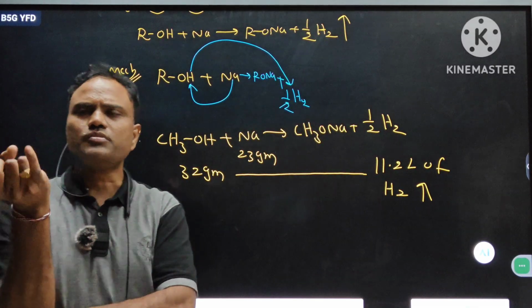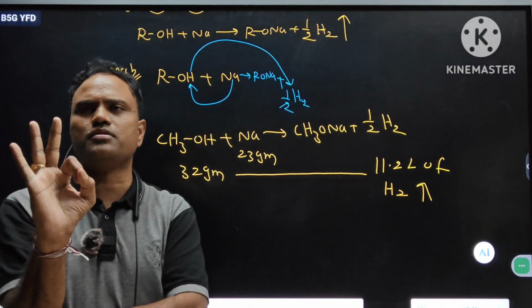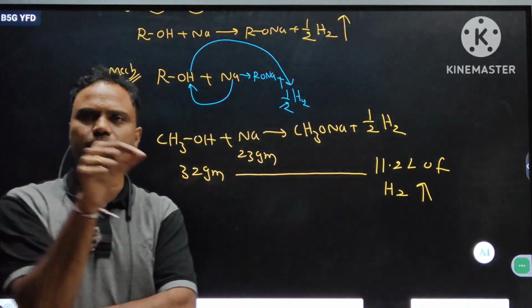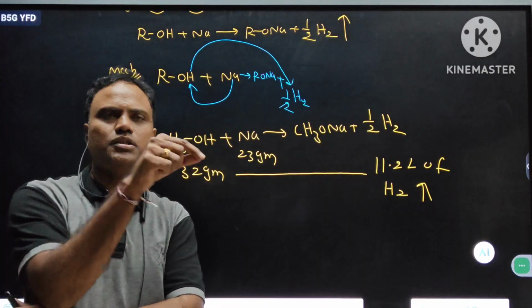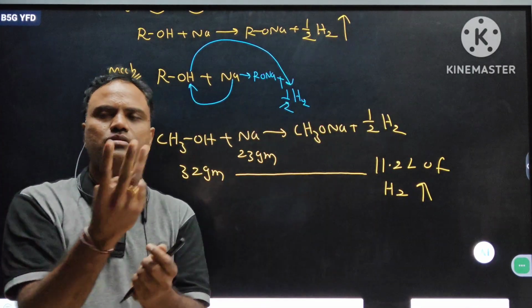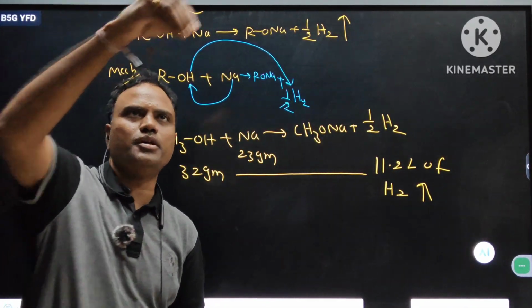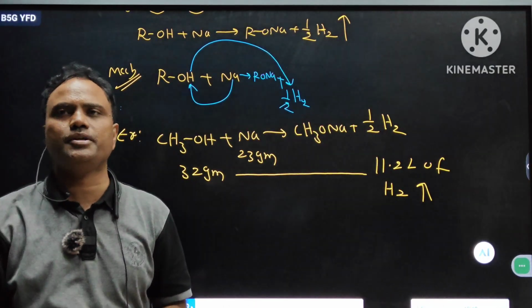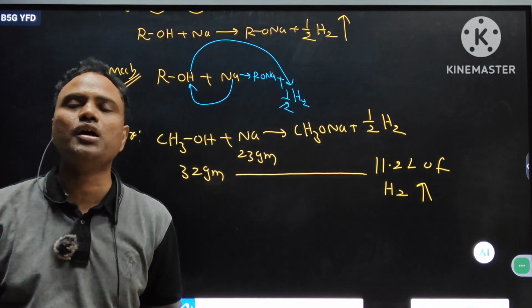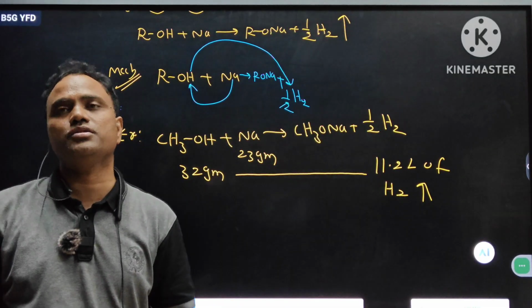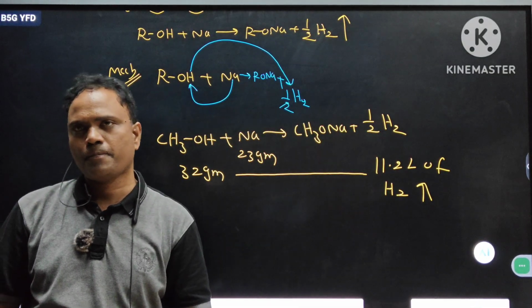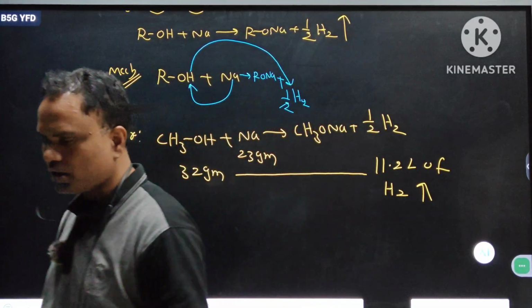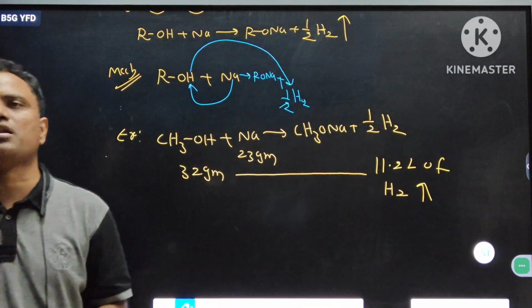See, take 1 degree, 2 degree, 3 degree alcohols, and add sodium metal to each. Take 3 beakers, add sodium metal. From which beaker will H2 gas come out fast? Means which alcohol reacts with sodium metal easily, fast? The more acidic alcohol reacts with the sodium metal readily or fast.